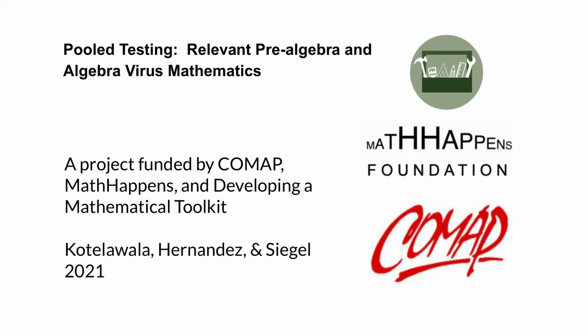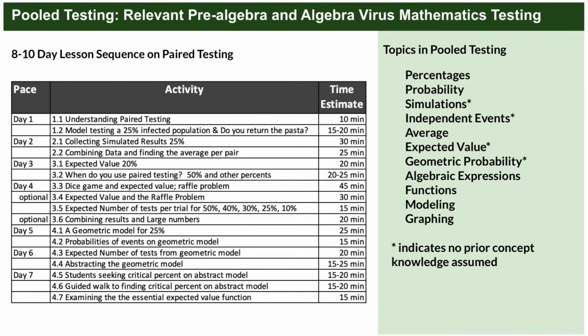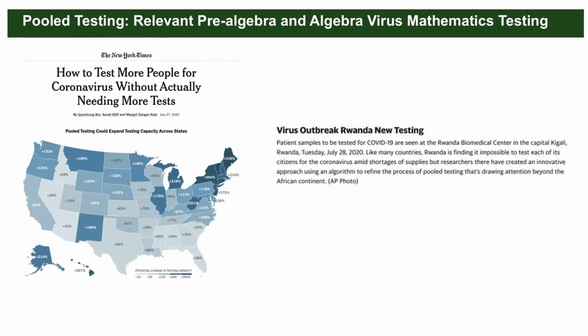Pooled testing, relevant pre-algebra and algebra virus mathematics. We have created an 8 to 10 day lesson sequence that provides students with accessible and relevant mathematical topics connecting to virus testing. Our materials explore paired testing to identify the presence of a virus. This begins with the idea of combining two samples and testing that combined or paired sample for the virus.